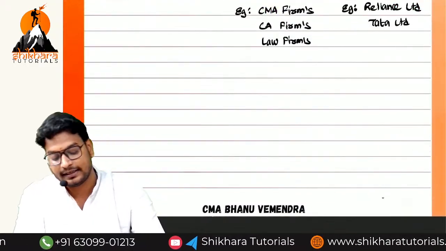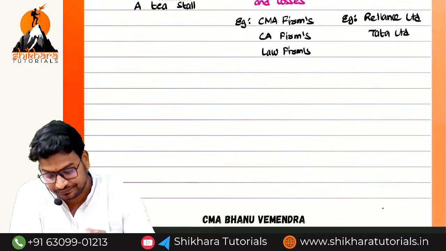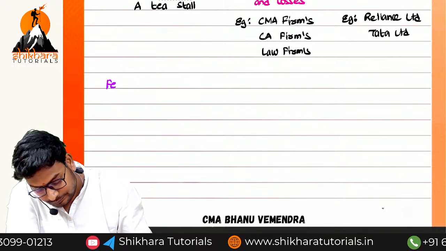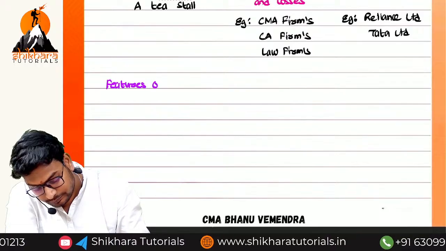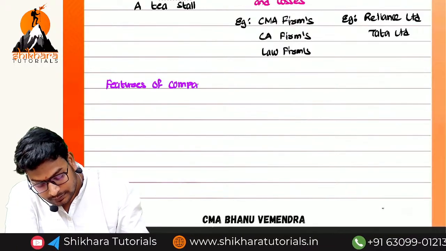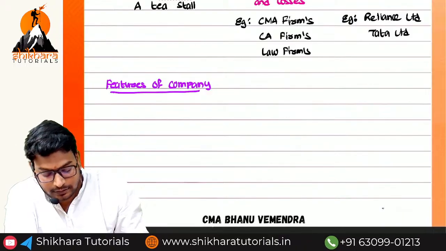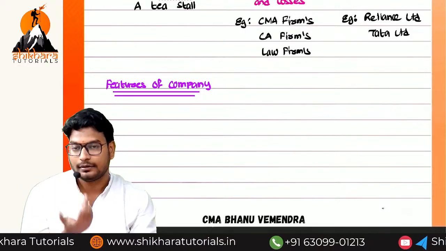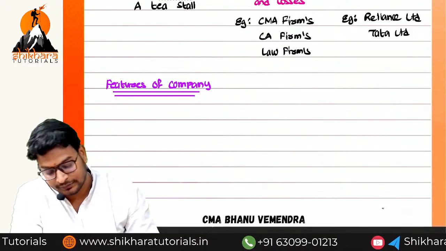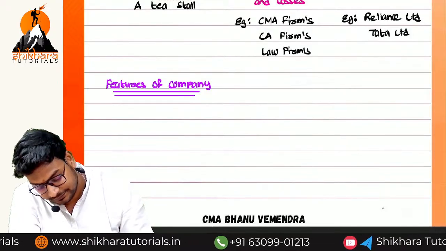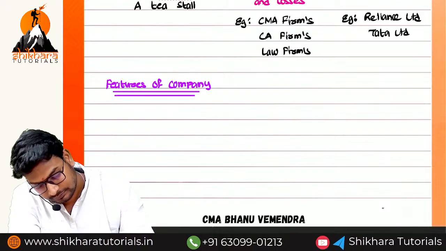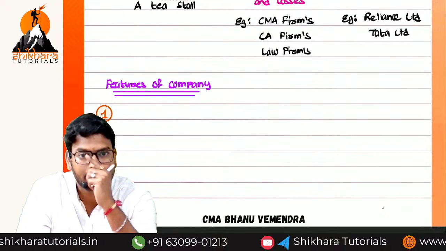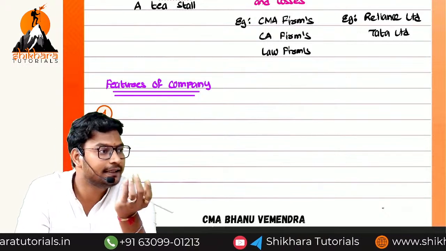Let's keep the side heading: Features of the company. Trust me, only 1 to 3 classes will be boring. From there onwards, we can enjoy the accounting entries and all the things. So what is the first feature of the company? Separate legal entity.